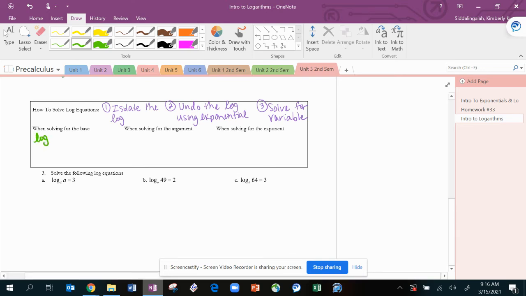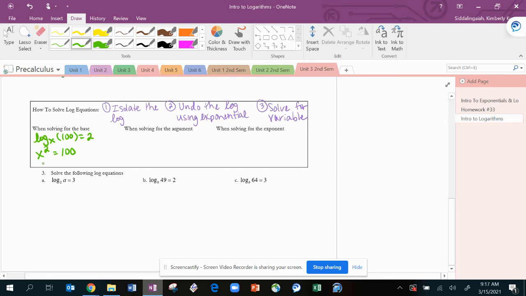So let's just look at, say, log base x of 100 equals 2. Since logarithms are pretty new to us, what I would recommend doing, and the log is by itself, by the way, is rewriting this as an exponential. So my base is x, my exponent is 2, and that will equal 100. So x to the 2nd equals 100.